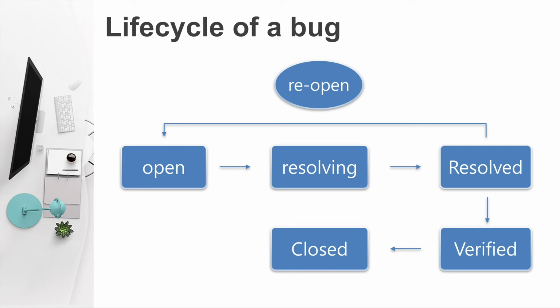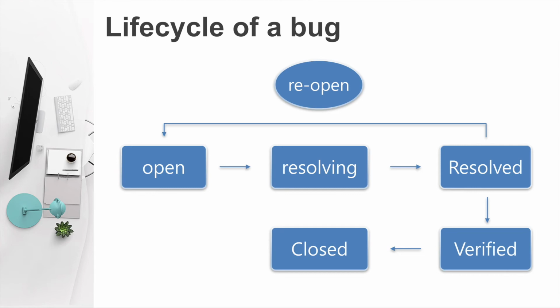When the developer receives this bug, he will firstly try to reproduce it to see if it is a valid bug. If it's a valid bug, the developer will start working on fixing it. Status will be changed to resolving. That means someone is taking care of this bug. After it's fixed, the status will be changed to resolved, and it will be assigned back to test engineer.